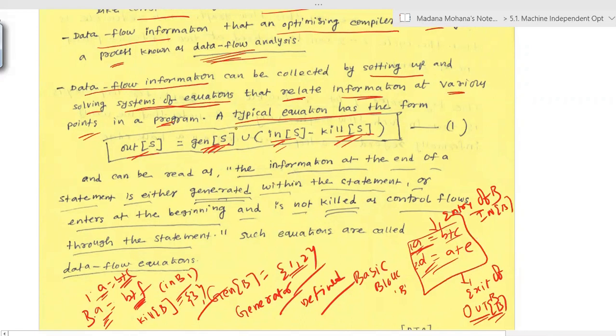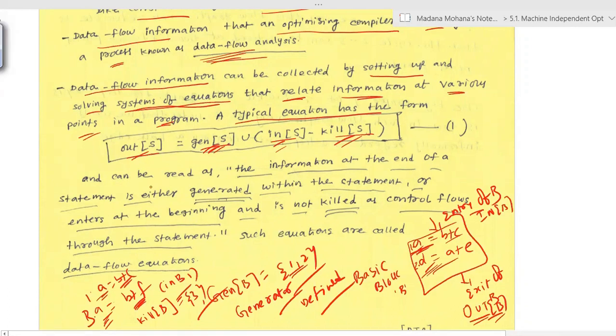But gen value you can find directly by looking at the block, whatever statements are defined in it. Then kill value is for statements outside of that block which are defined with a different right hand side computation. Those are all called the kill of that particular block. So this is the typical form of data flow equation.